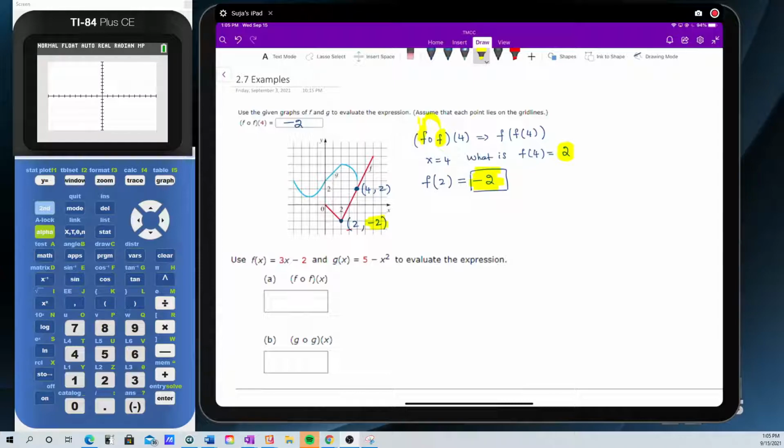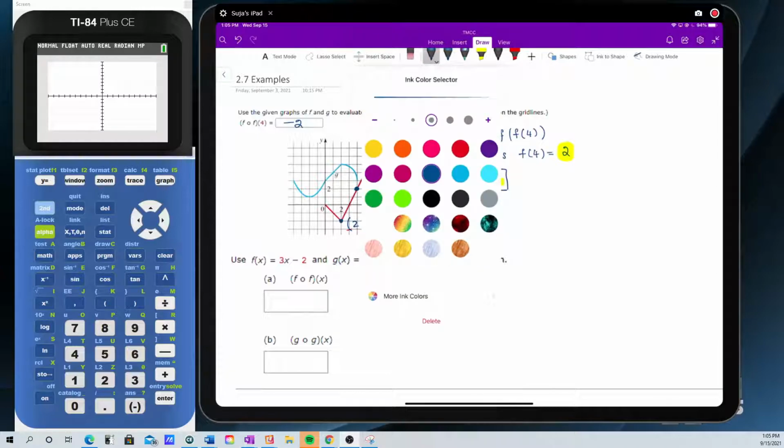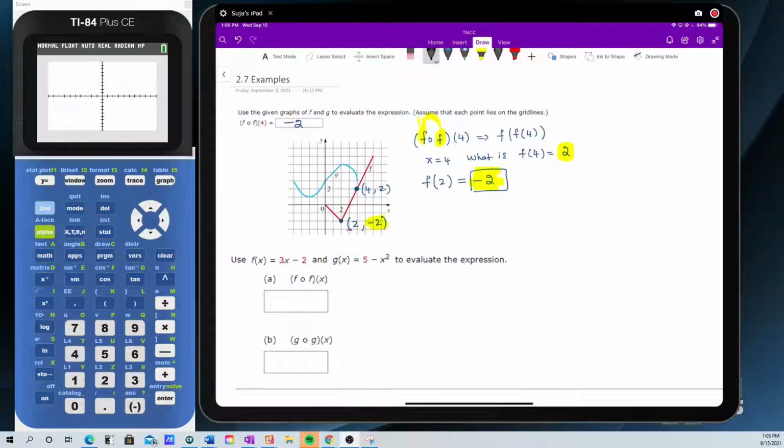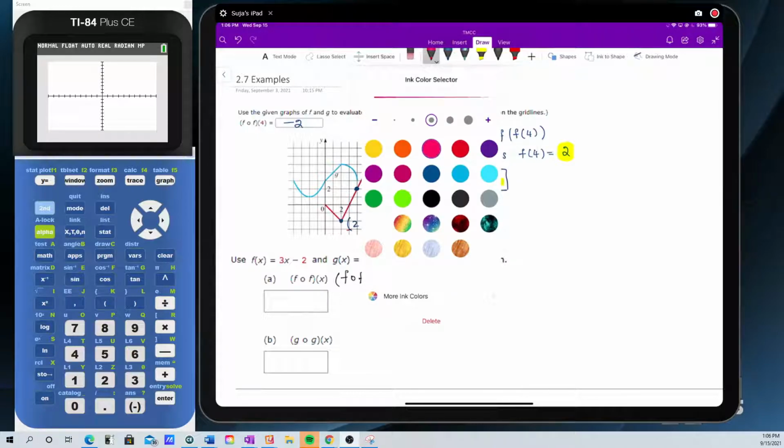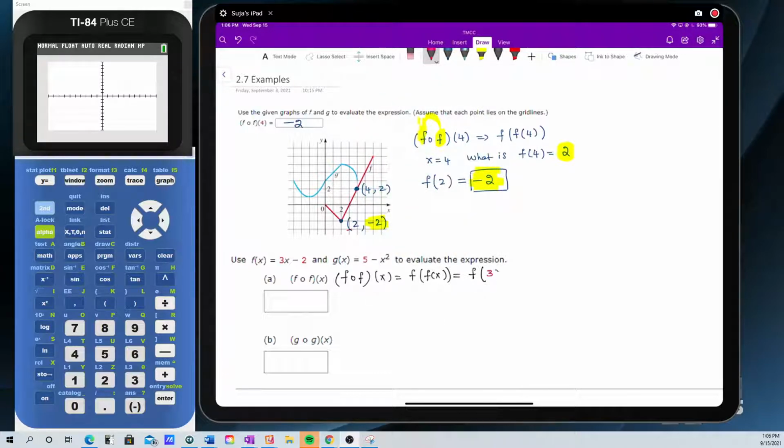Okay, the second one, I'm doing the same thing, but here it's done in an algebraic way. So first question is saying to find f composed with f of x. Again, I'm taking the function f of x and putting it back into f of x, or evaluating the function f of x. Okay, so f of, and let me use another color, it's 3x minus 2. That's my function f of x.